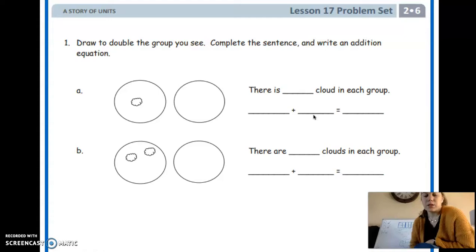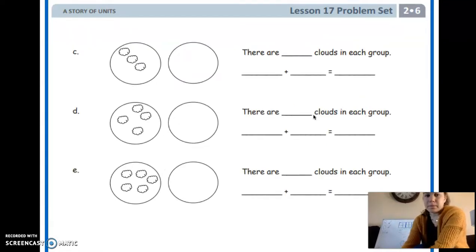Part B has two clouds in one circle and none in the other, so you need to finish it. So double that group by putting it into the other circle, and then fill in the sentence that says there are blank clouds in each group. You're going to be doing the same thing for C, D, and E.